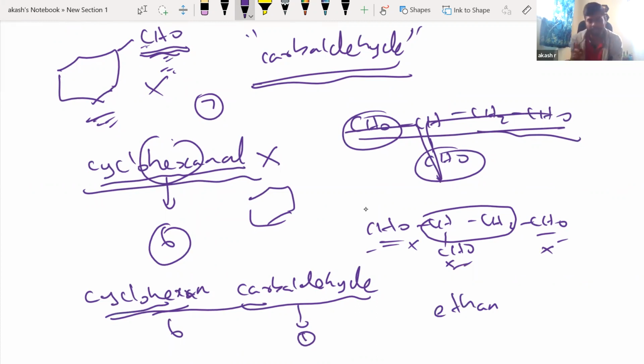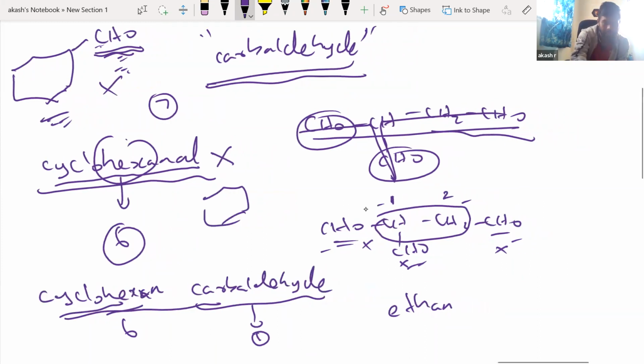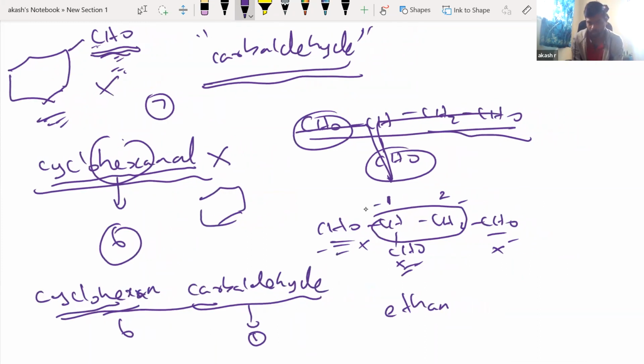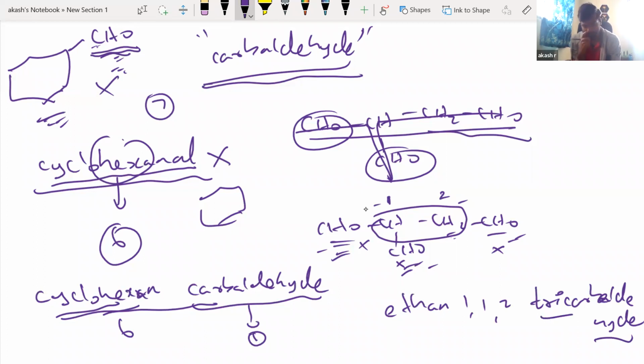Okay, ethane, right? Now we can just name this as the first carbon and second carbon in ethane. This is the first carbon and this is the second carbon. In ethane, in the first carbon, we have 2 CHOs, so I will write 1, 1. In the second carbon atom also, you have a CHO. We'll write 1, 1, 2, and we have to account for all the 3 CHO groups. So you will write this as tricarbaldehyde. Ethane 1, 1, 2 tricarbaldehyde is the name.